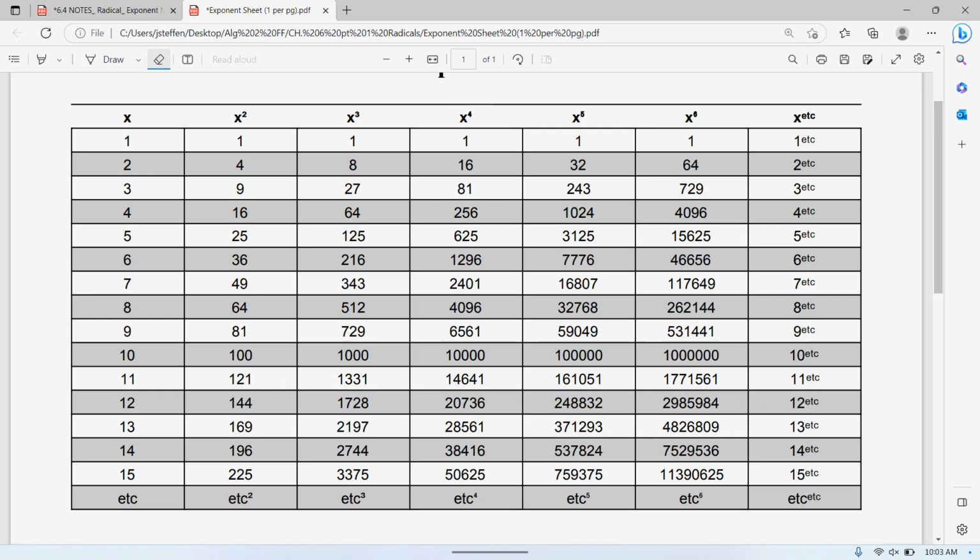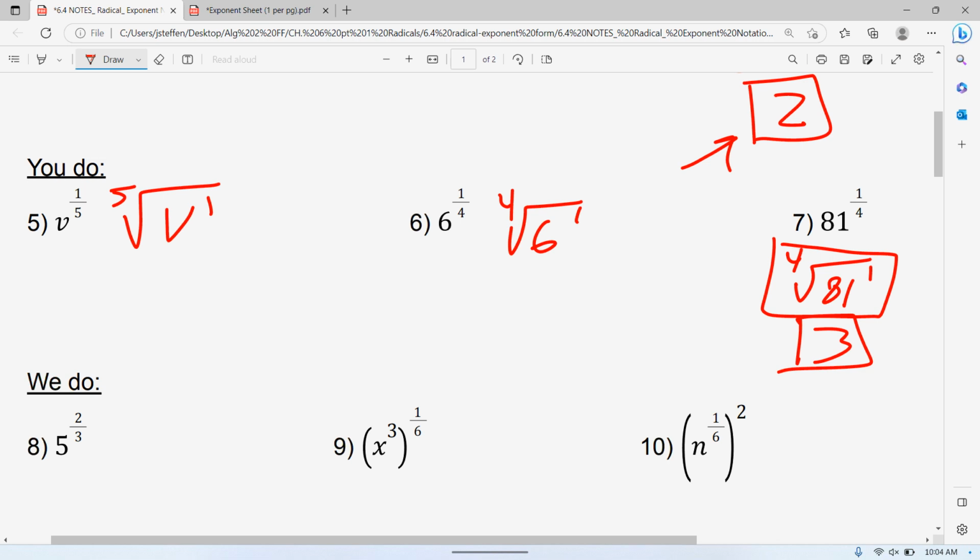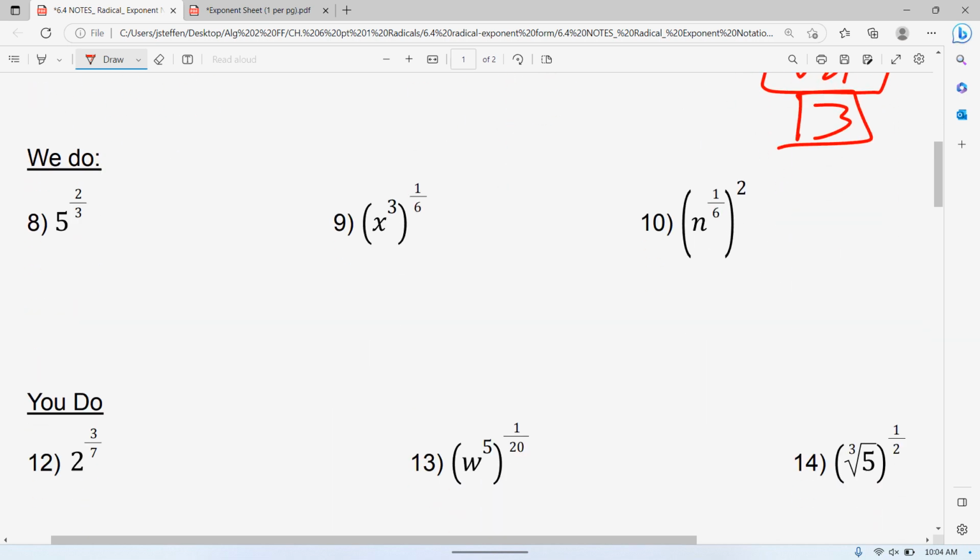So the fourth root, you're looking at this column. 81 is right here, so the fourth root of 81 is 3. We'll talk about that more when we get to the back side of this page of simplifying. While I'm thinking about it, it's as good a time as any. Moving on to the next one.